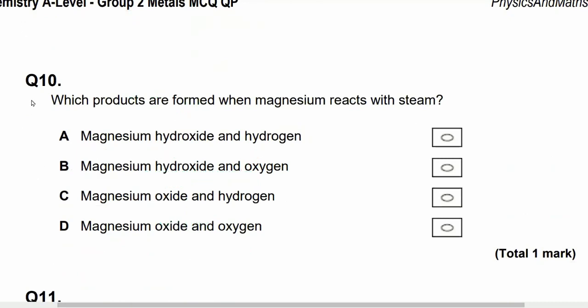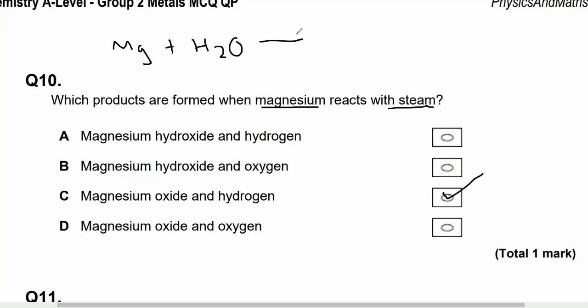Okay, question 10. Which products are formed when magnesium reacts with steam? So we've got magnesium hydroxide and hydrogen, magnesium hydroxide and oxygen, magnesium oxide and hydrogen, magnesium oxide and oxygen. So it's a little bit different than when metals react with water. They normally form a hydroxide and hydrogen. So this is the variation here with this group 2 metal magnesium. When it reacts with steam, it forms magnesium oxide and hydrogen instead of the magnesium hydroxide and hydrogen.